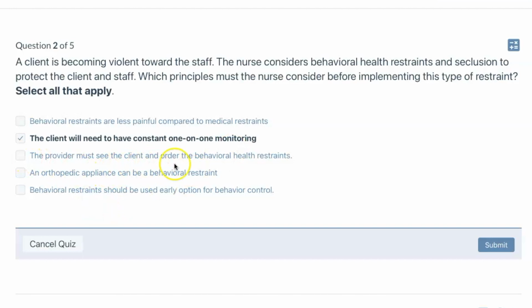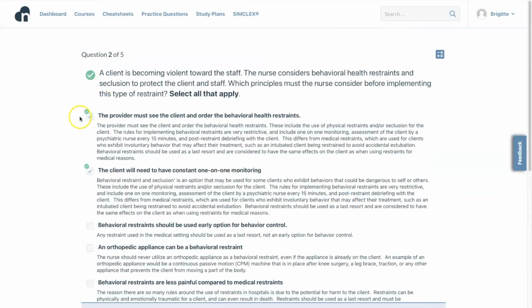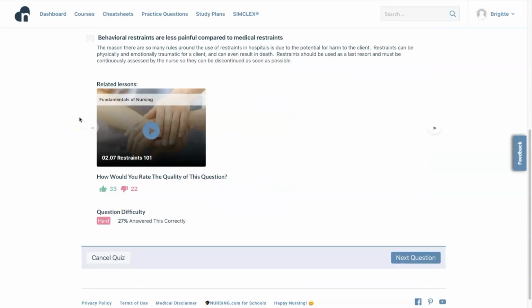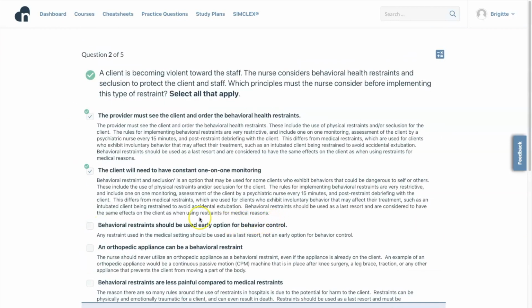The provider must see the client and order the behavioral health restraints. And behavioral restraints should be used as an early option for behavioral control. That's grammatically incorrect, but it also is incorrect, period. And an orthopedic appliance can be a behavioral restraint. So it just helps that I worked in psych. This question was hard. 27% answered this correctly.